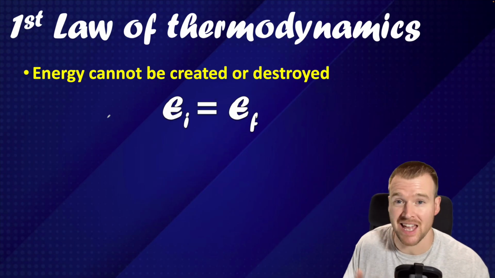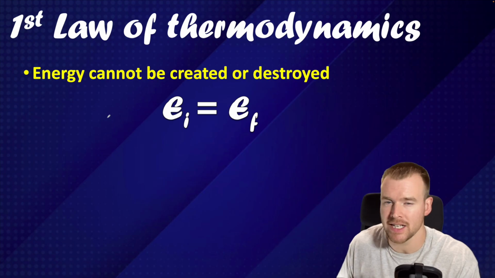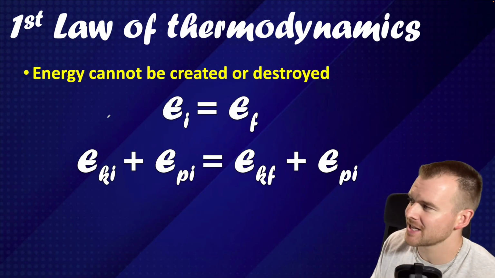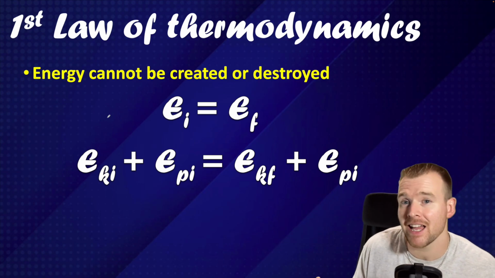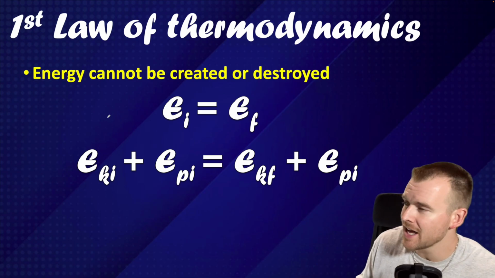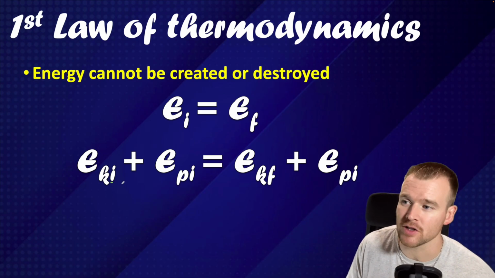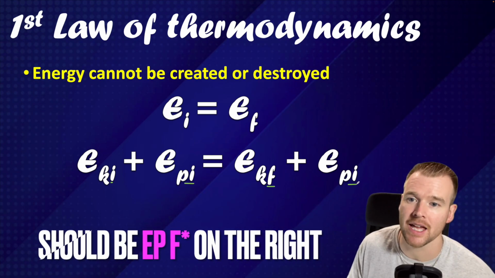So all we're going to write is that the energy a system has at the start is going to be equal to how much energy it has at the end. It looks a bit more complicated when I write it like this, but it's just saying consider your kinetic and your potential at the start and your kinetic and your potential at the end, which would be final. So these are just for initial right there and final at the end.